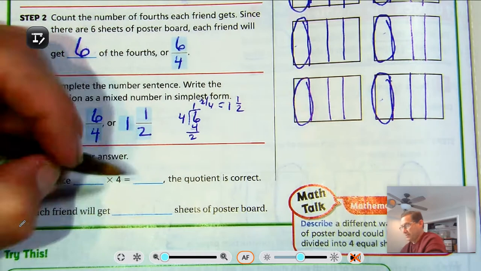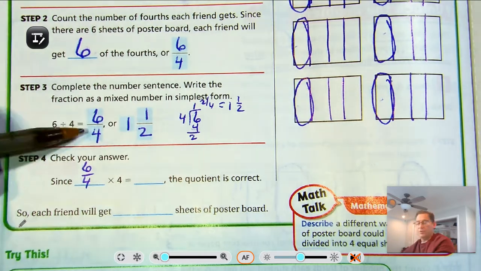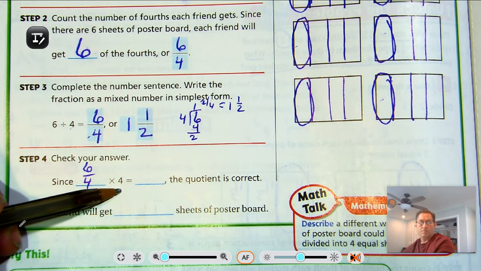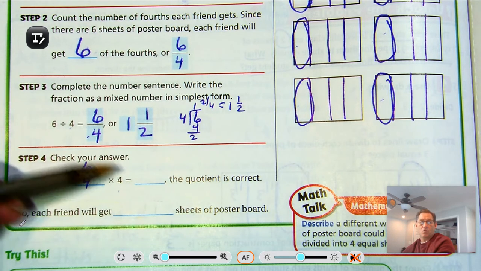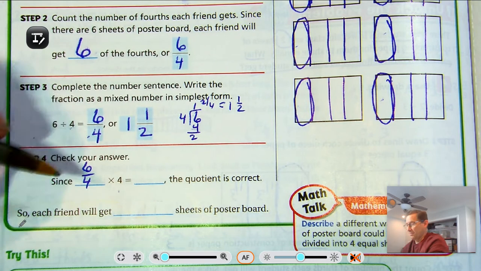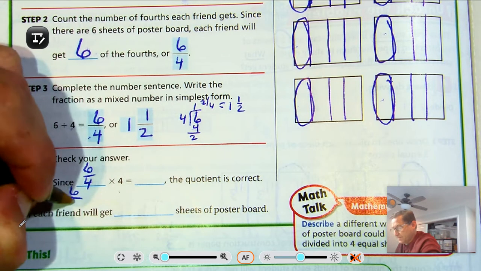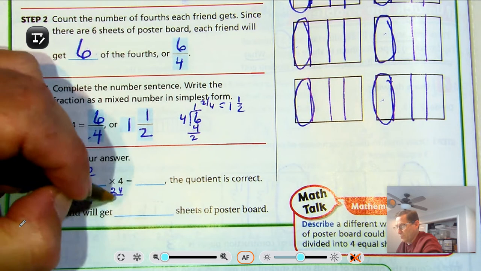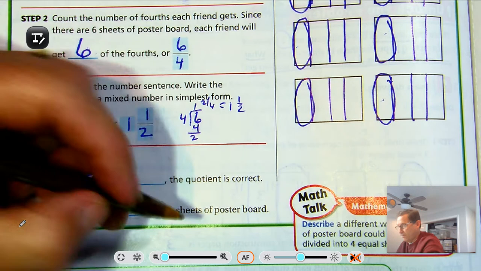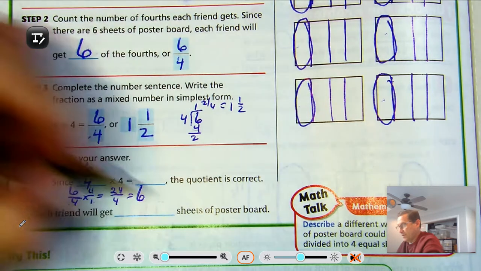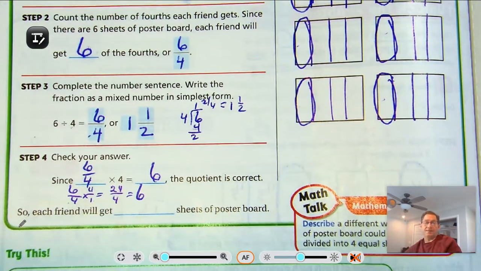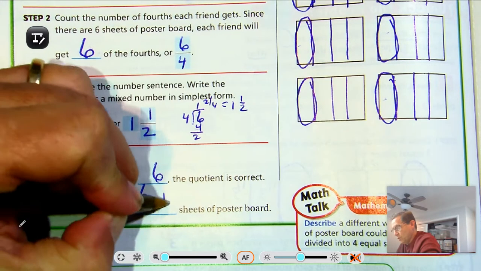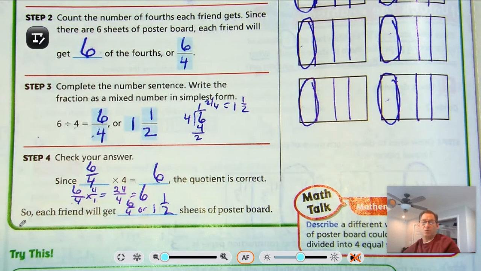Now let's check our answer. So we're saying our quotient is 6/4. Our divisor was 4. Is 6/4 times 4 equal to 6? Let's see. 6 times 4 is 24. 4 times 1 is 4. 24 divided by 4 is 6. So the quotient is correct, 6/4. So each person is going to get 6/4 or 1.5 sheets of poster board.